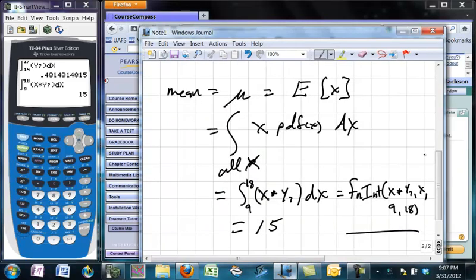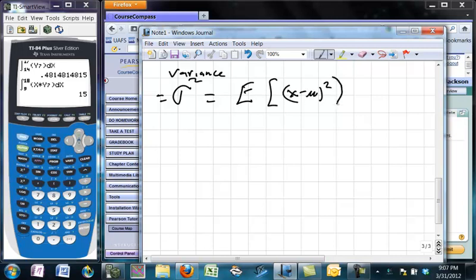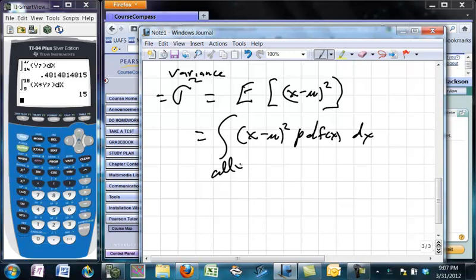So the variance we find is sigma square is the variance, which is the expected value of x minus mu square. So that is x minus mu square times the PDF of x, and add that up for all x's. So in our case, again, that goes from 9 to 18. Mu was, we just computed 15. PDF is in Y7. And so we just enter it that way.